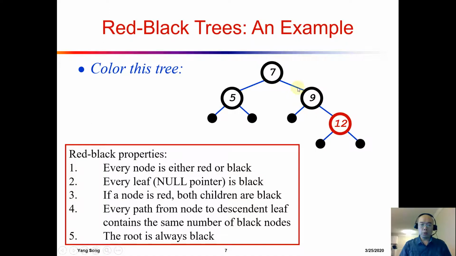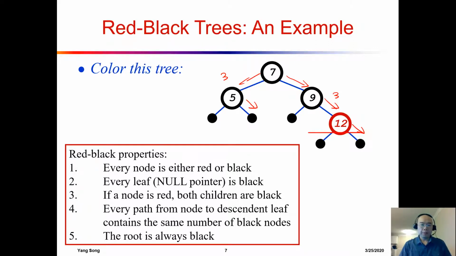If we go down from one direction, from here, here and here, you will count a total of three black nodes. If you do another one, 7 to 5 to this one, you count 3 as well. No matter which way you go, you will count 3 black nodes, guaranteed. So this is a valid red-black tree. And the last property, the root is always black, and as you can see, 7 is black. So far, we have a valid red-black tree.